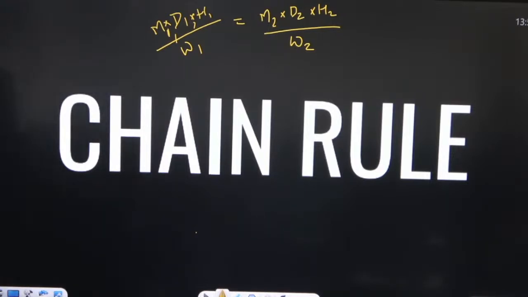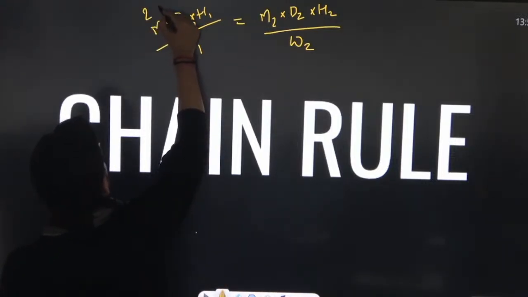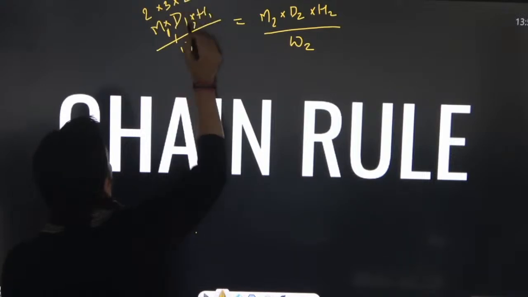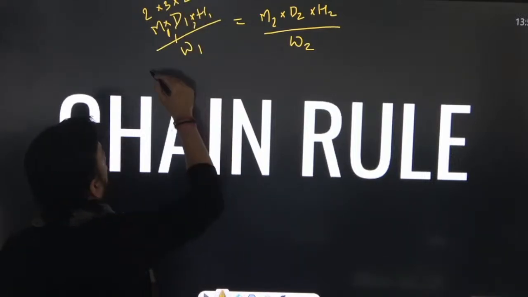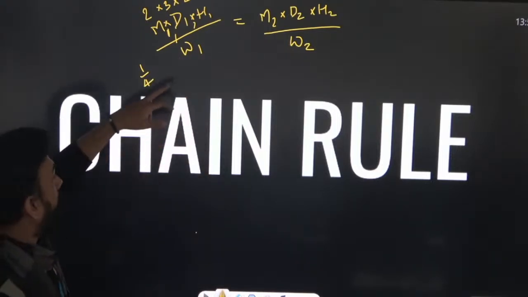So M is man, D is day, H is number of hours, and W is work. So questions can be like 2 men, they are working 3 days, daily they are working 2 hours. They are doing 1/4 of the work, right? So here 1/4 will come.